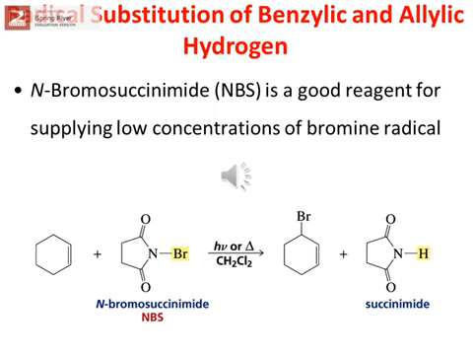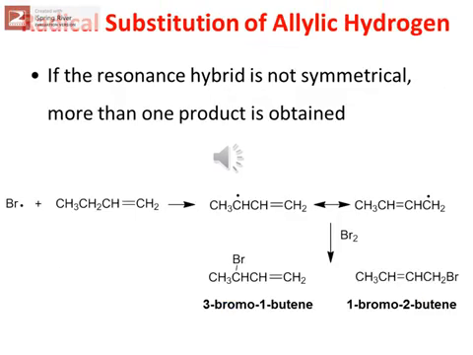In the case of cyclohexene, it brominates at the carbon adjacent to the carbon-carbon double bond. First, cyclohexene upon bromination with N-bromosuccinimide is converted into 3-bromocyclohexene, and the N-bromosuccinimide is converted into succinimide. If the resonance hybrid of a free radical is unsymmetrical, more than one product is formed.